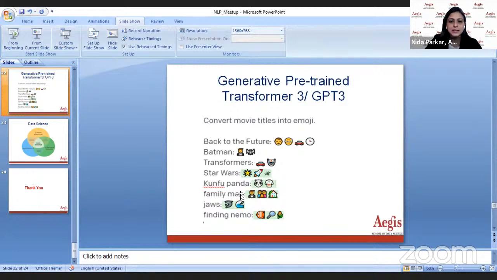This is a screenshot which I've taken by trying out the API of GPT-3. I've written movies like Back to the Future, Batman, Transformers, and it is giving you emojis. For Finding Nemo, it is giving you a fish, and because there's a word like finding, it is giving you a magnifying glass. And for Jaws, because it has been pre-trained earlier, Jaws is related to shark, that's why it's giving you this output.